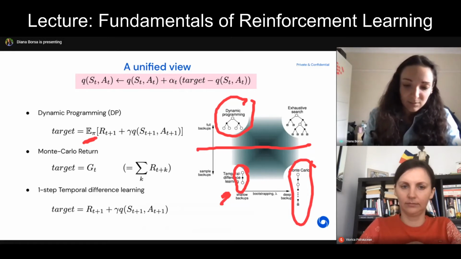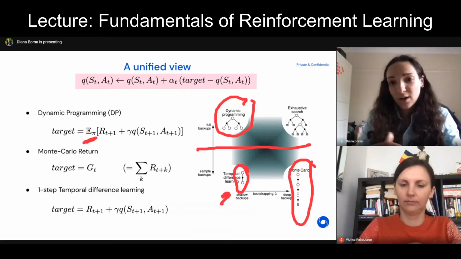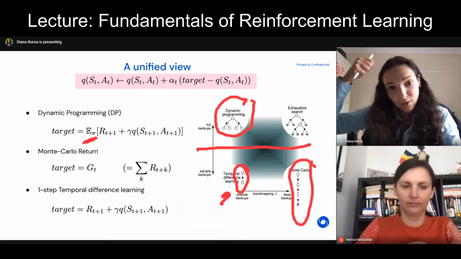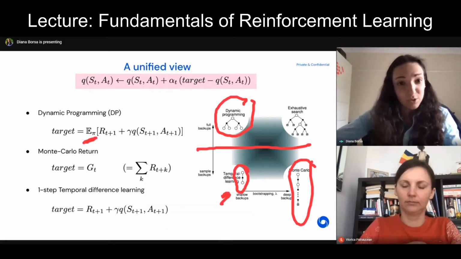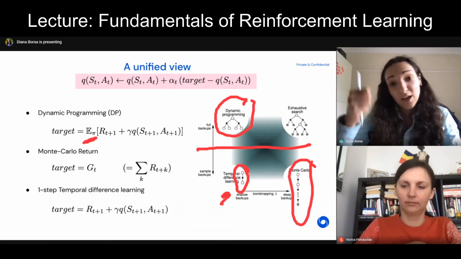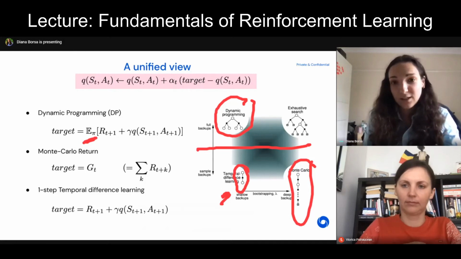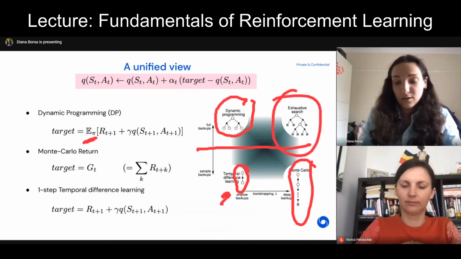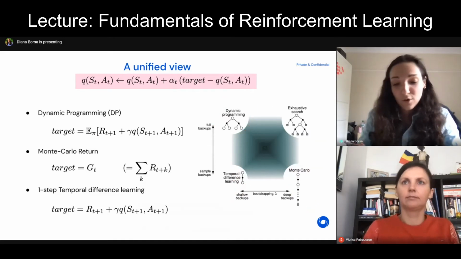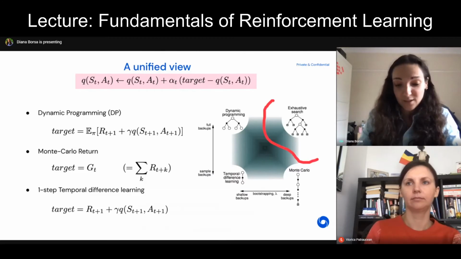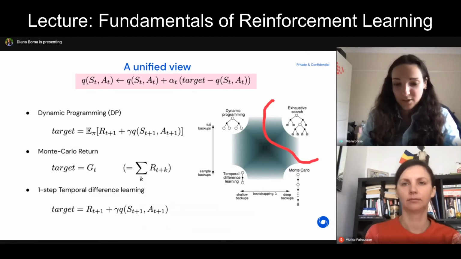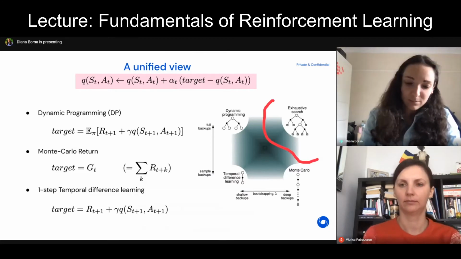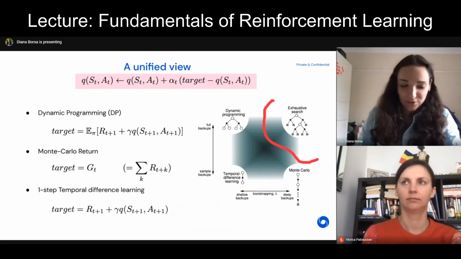And at the end of the spectrum, where you would do something like Monte-Carlo, running your system to the end of the environment and looking at all of the possibilities, would be something like exhaustive search. And we just don't want to be here. For most of our environments, this is not feasible to even represent. So we will be exploring this quadrant. Okay.